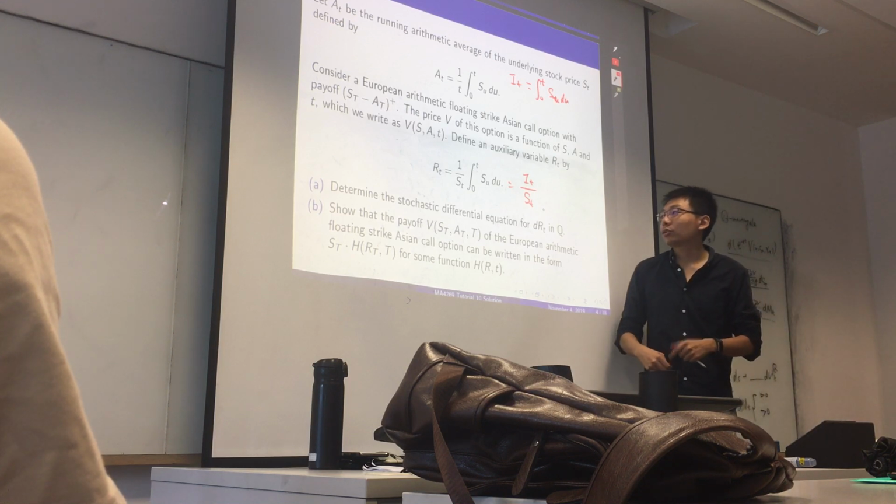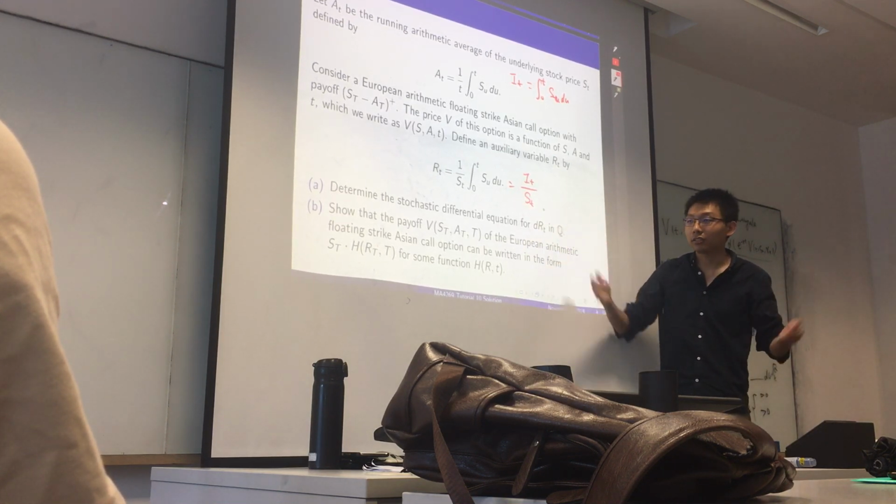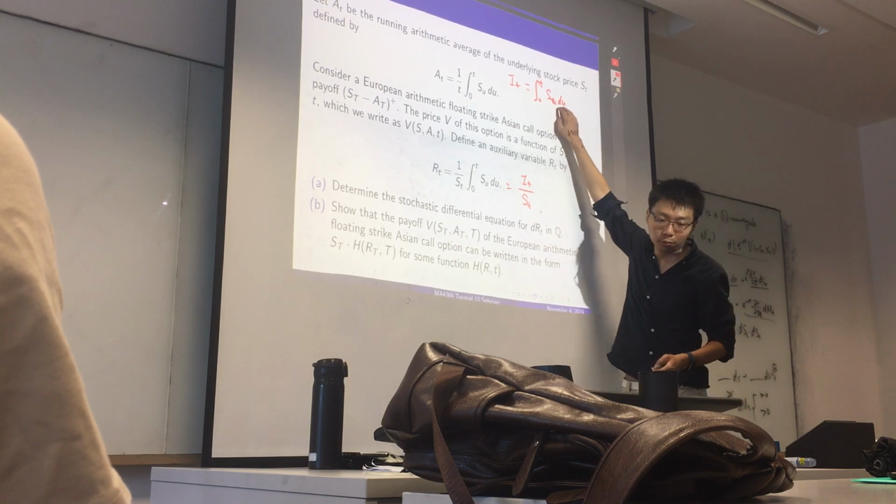In order to do that, we need to pin down first what is dST. So dST is geometric Brownian motion, nothing to say. What is dIT here?